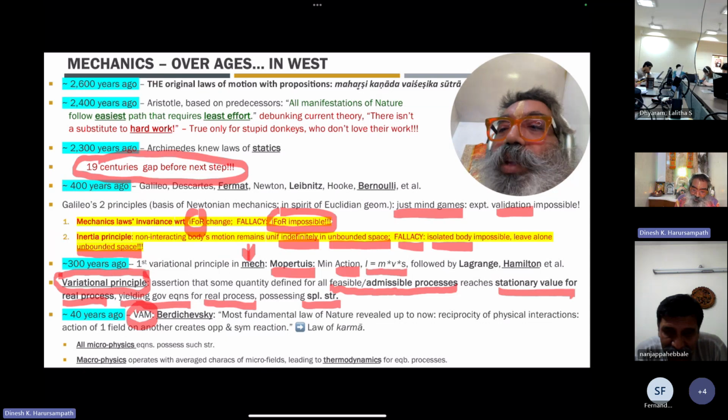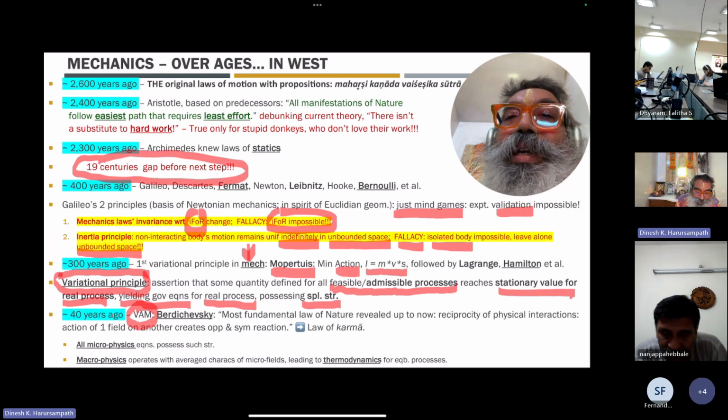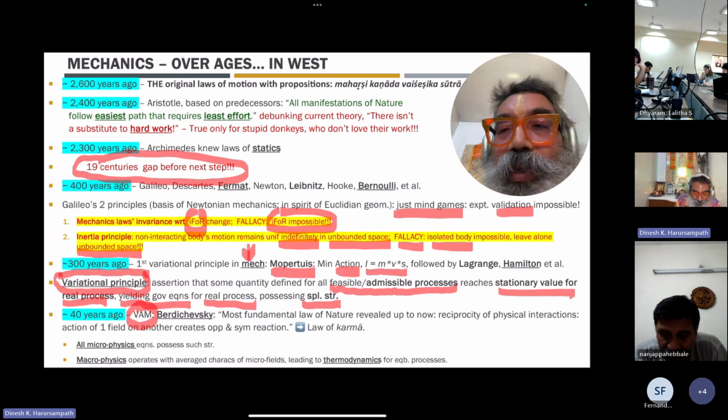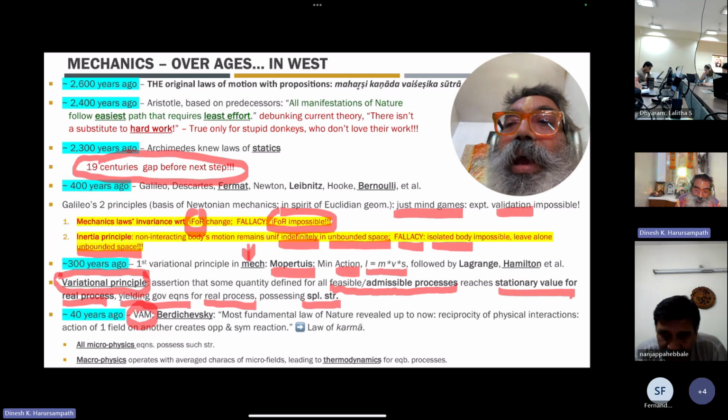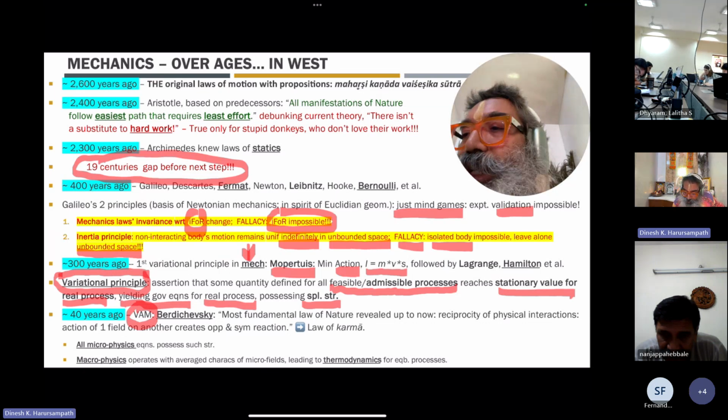What did he say? The most fundamental law of nature revealed up to now, because there are many laws of nature, as we know, and many of them are fundamental. But the most fundamental, and which doesn't fail at all, and which has been revealed at least up to this point in time. There might be other fundamental laws we might discover, especially as we go deeper into particle physics and also dark energy, dark matter, etc. But as of today, this particular day in June in 2024, we are looking at the most fundamental law of nature as the law of reciprocity.